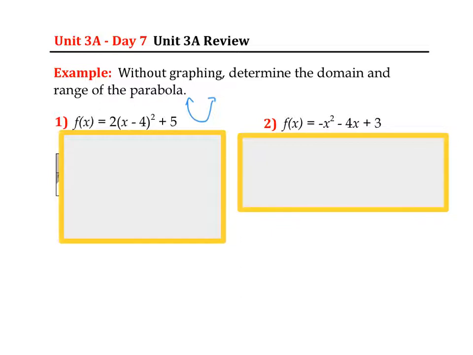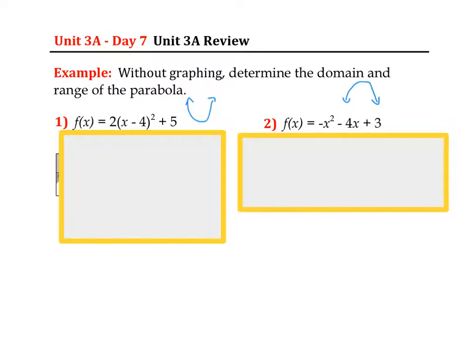Similar logic over here on example number 2. I have a negative x squared, so that means it's going to be a downward opening parabola. So this vertex right here is actually going to be my maximum. So when I get to the range for this problem, it's going to be from negative infinity all the way up to whatever this y value is.